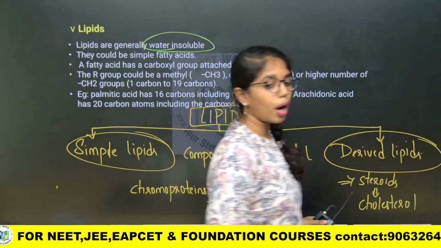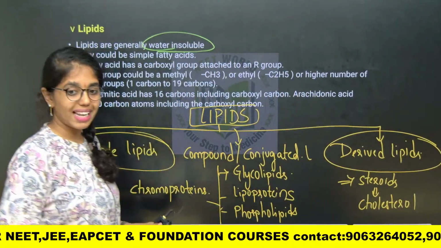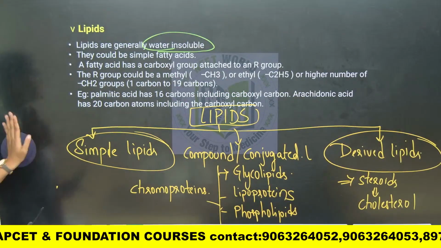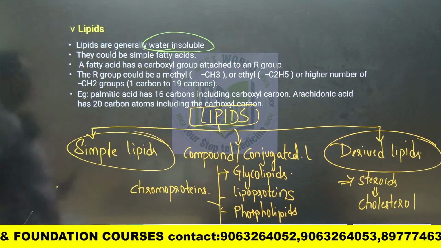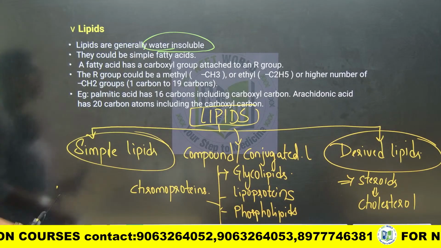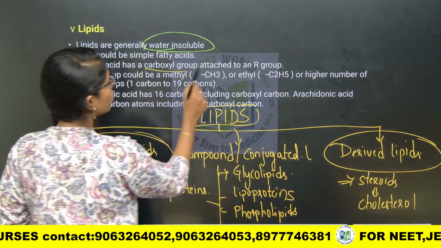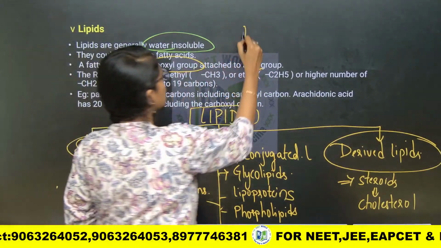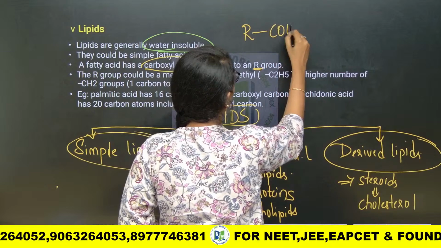Cholesterol is also the component of lipid cell membrane in what? Animal cells. Okay, so this is the basic classification of lipids. Next, if you see, there could be simple fatty acids. Fatty acids will have what? A carboxyl group which is attached with R group.